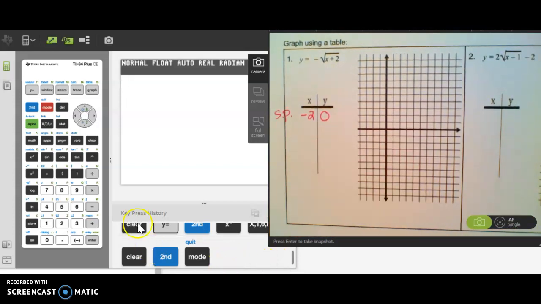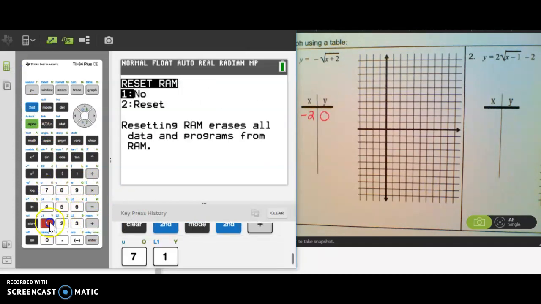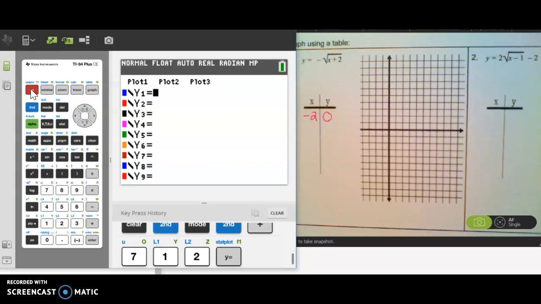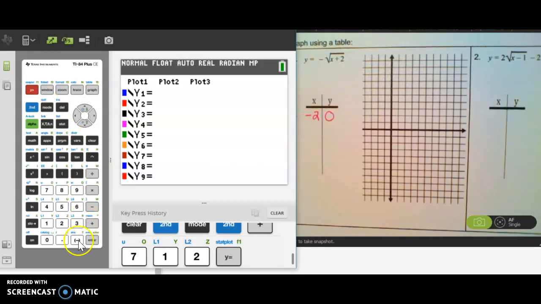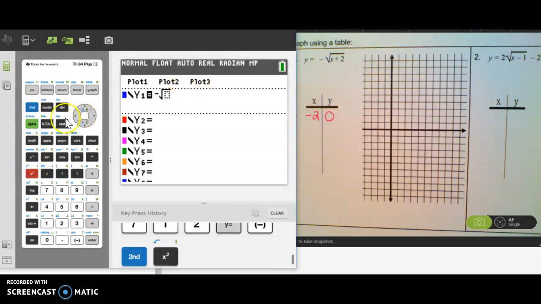So let's go to our calculator. First thing I want you to do is clear your calculator. So second plus 7, 1, 2. Now that it's cleared, we will go up to this y equals so that we can graph. And we want to type in negative. And then the square root button is right here. We have to press the second, and it's above. You see there's a little blue square root above x squared. So second x squared. So we have the square root of x plus 2. So I'm just typing that in.